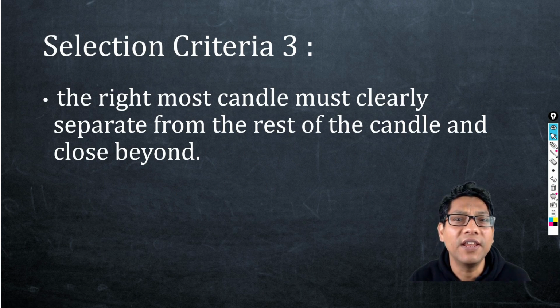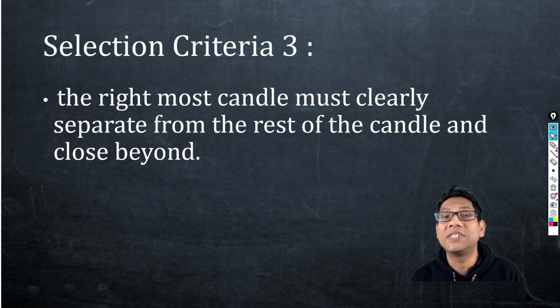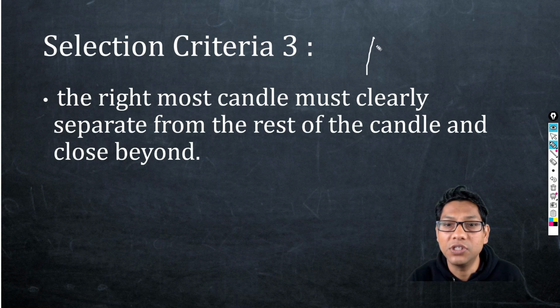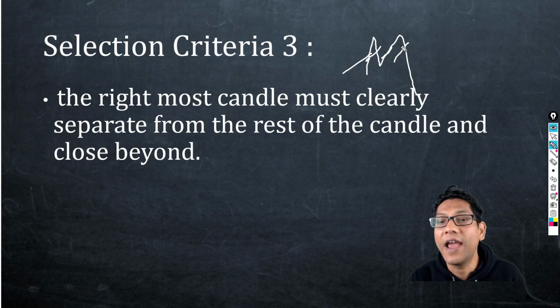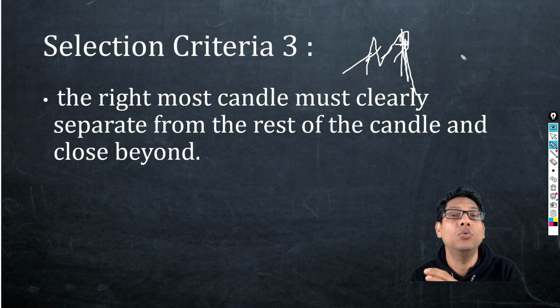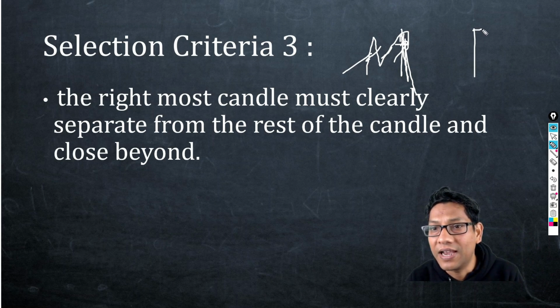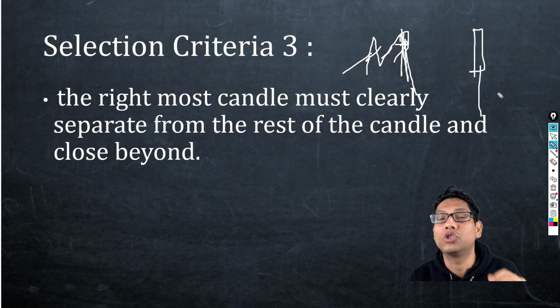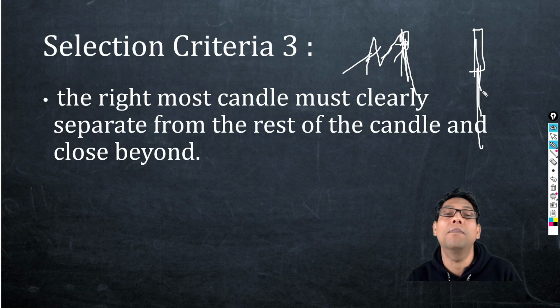Third selection criteria is the rightmost candle must be clearly separate from the rest of the candles and closed beyond. So what does it mean? It means that, say for example, if you see a double top like that, say 4 candles, for example 1 2 3 4, the rightmost one must be standing out from the rest of the candles. If it becomes a narrow candle, then we will not take this double top as our selected double top. It must be clearly separated from the rest of the candles with a wick or with the body.